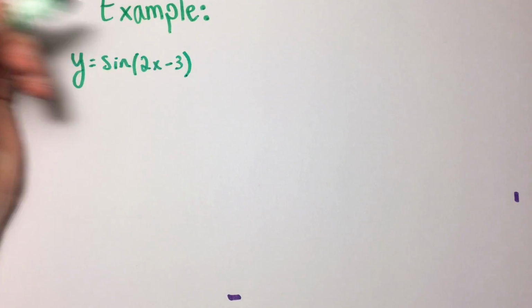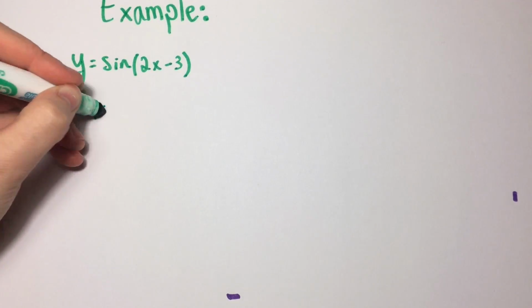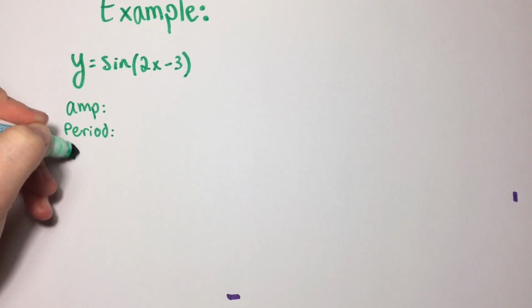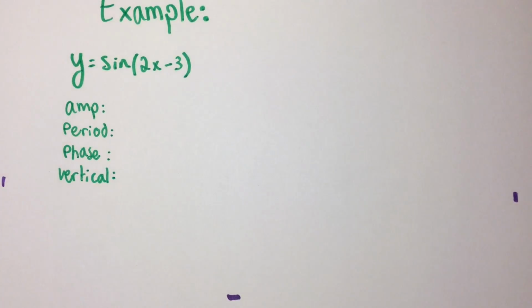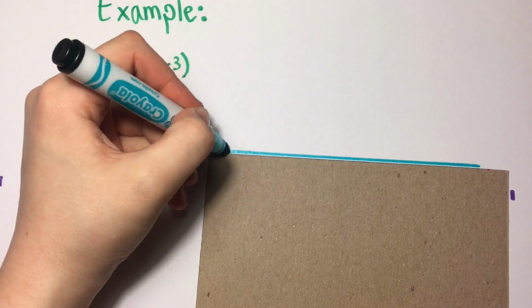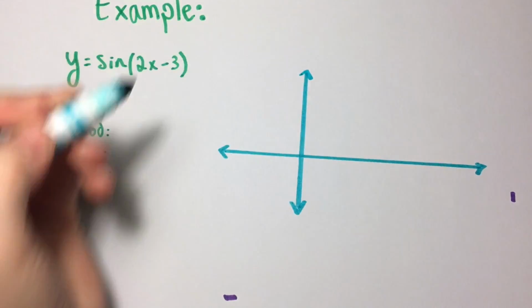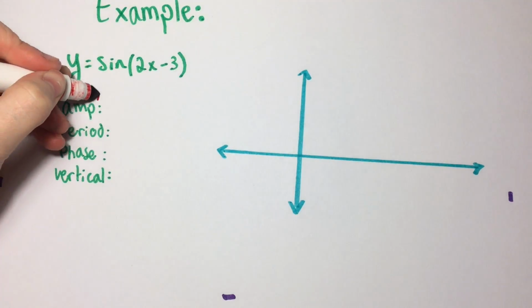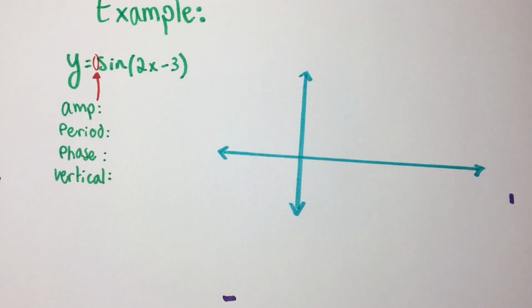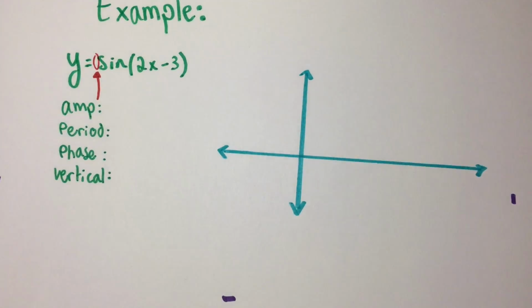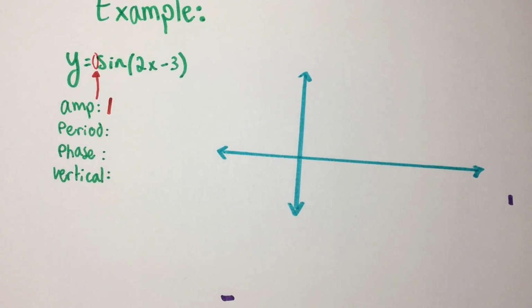So take the equation y equals sine of 2x minus 3. And we're asked to find here the amplitude, period, phase, and vertical shifts, as well as construct a graph of what this would look like. So the amplitude we know we can find by simply looking at what is in front of the sine. However, there's nothing there, and as we see here, the default amplitude is 1.